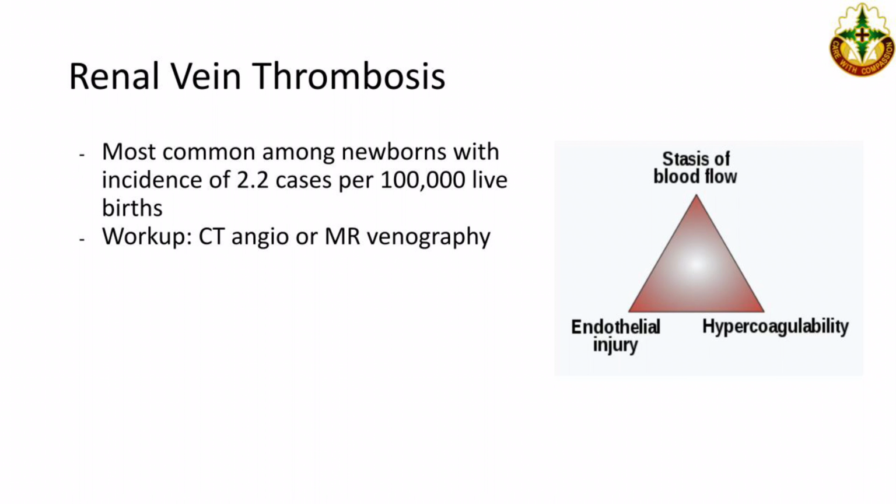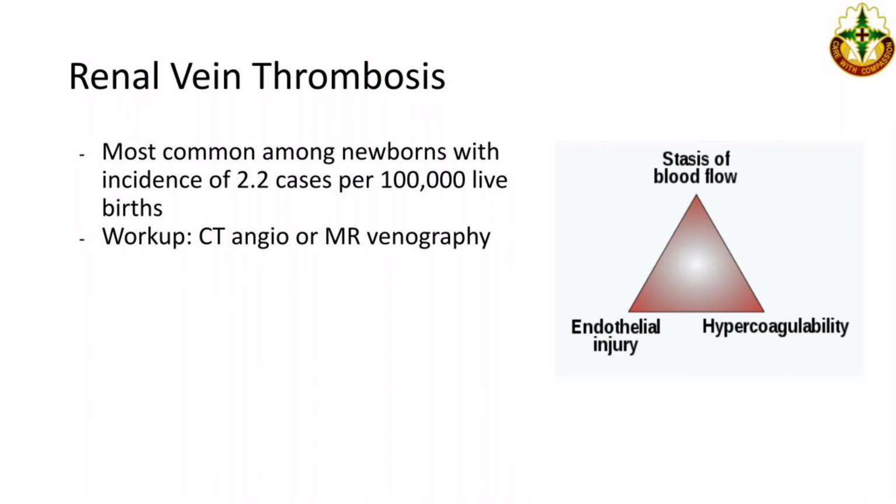Patients with this condition usually have other conditions such as nephrotic syndrome, primary hypercoagulability disorders, malignant renal tumors, extrinsic compression, infections, trauma, or they recently had a renal transplant with a complication. Almost two-thirds of those patients have bilateral renal vein involvement. For these patients, the workup would be CT angiography, or you can also do magnetic resonance venography.